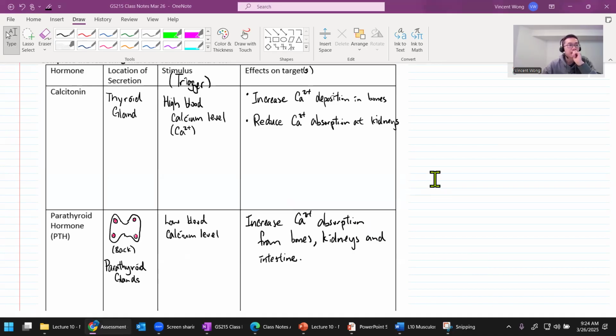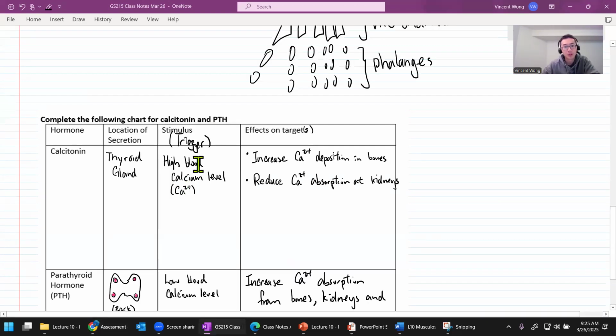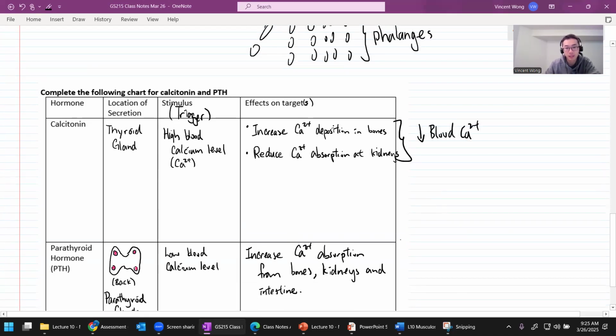Now you got to be careful when you're studying this stuff, because the trigger is often opposite to the effects. Over here, the trigger is high, an increase in blood calcium level. The effects will actually lower blood calcium level. So collectively, these things will decrease blood calcium, whereas over here, these actions will increase blood calcium. So you need to know what is considered as a trigger and what is considered as the effects.